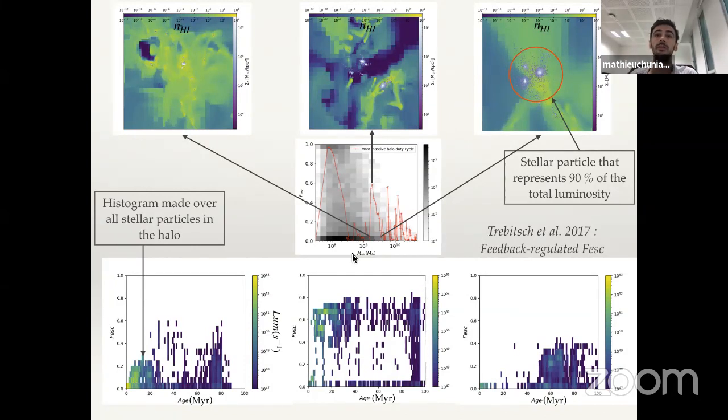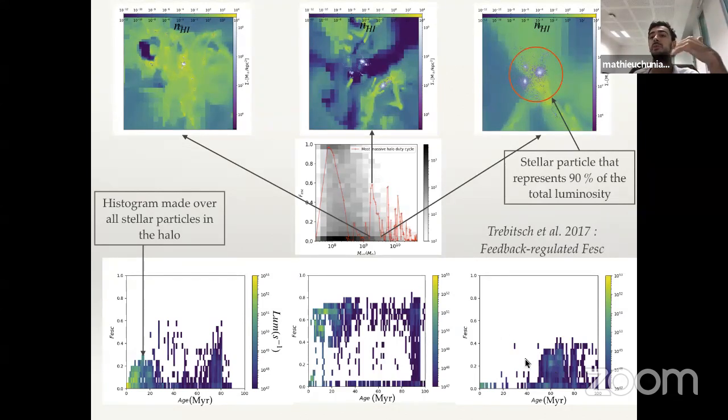And in fact, you can see that we have a feedback-regulated escape fraction, and you can find more detail about this in Trebitsch et al. 2017, because at the beginning, the stellar particles are very bright, but with no escape fraction, because they are just born in a dense neutral environment. But then at the top of the peak, you see that this stellar particle has a huge escape fraction, because if you look at the map on the top, with the feedback, they totally blow away and reionize the environment, so the photons can escape, and the global escape fraction increases.